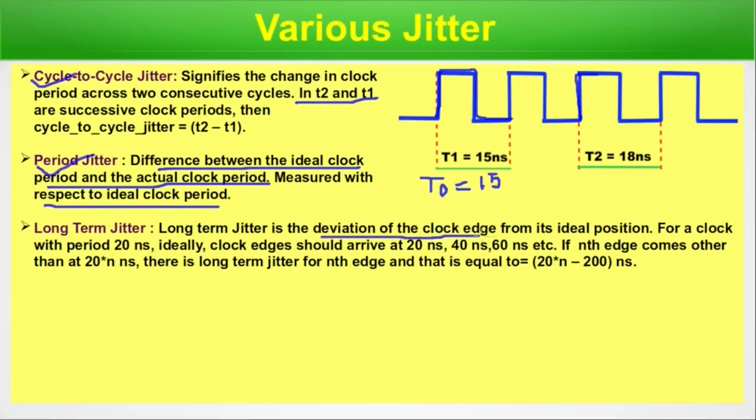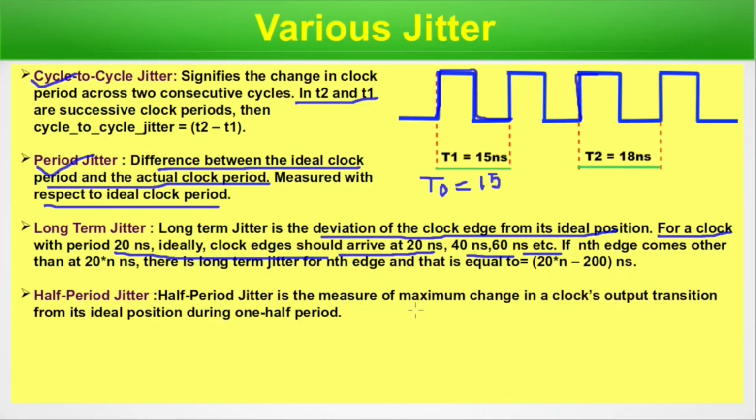Now long-term jitter. Long-term jitter is the deviation of the clock edge from its ideal position for a clock with a period of 20 nanoseconds. Ideally clock edges should arrive at 20 nanoseconds, 40 nanoseconds, 60 nanoseconds, etc. If the nth edge comes at a time other than 20 times n nanoseconds, there is long-term jitter for the nth edge, equal to the actual arrival time minus 20 multiplied by n. And half period jitter is the measure of the maximum change in the clock's output transition from its ideal position during half of the period. It's calculated for half of the period, not the total period. We are done with this slide. Now let's move to the next slide.